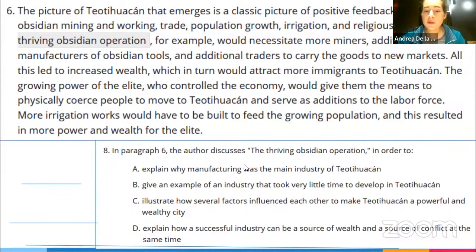So yes, that's really important, identifying the main ideas of each paragraph is going to be a big help for every single question, not only this one. And for your writing too, because in your writing, you're going to have to do something like this. You're going to propose a main idea and then use evidence to support it, right? And there are many ways in which you can do that. One of them, the most common one, is giving examples. Like in this case, right? The thriving obsidian operation is only an example of the main idea, but the main idea is something else.